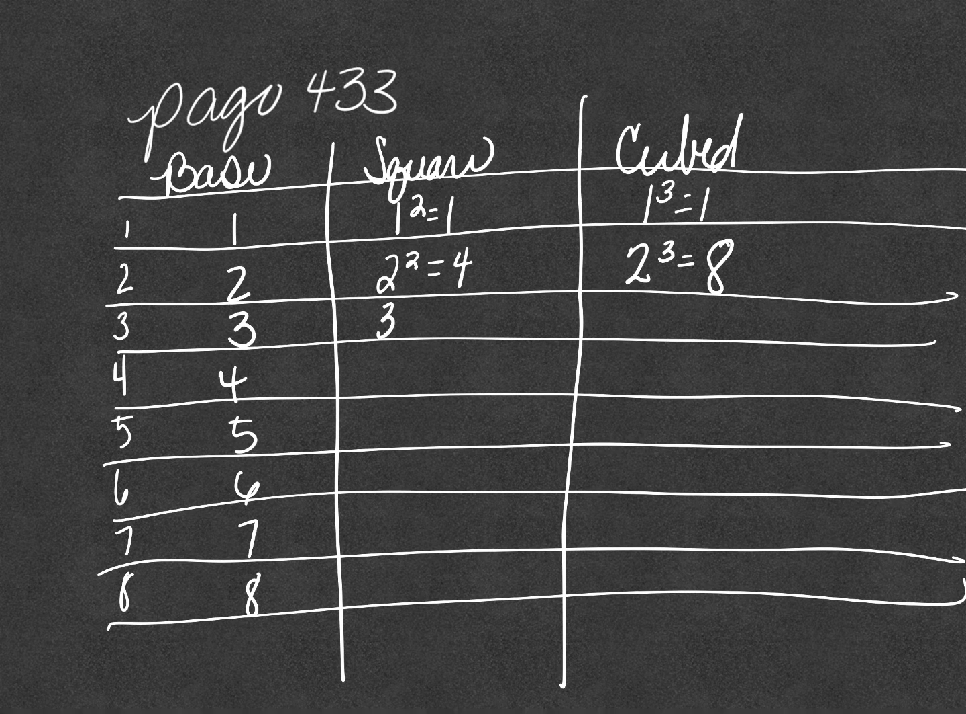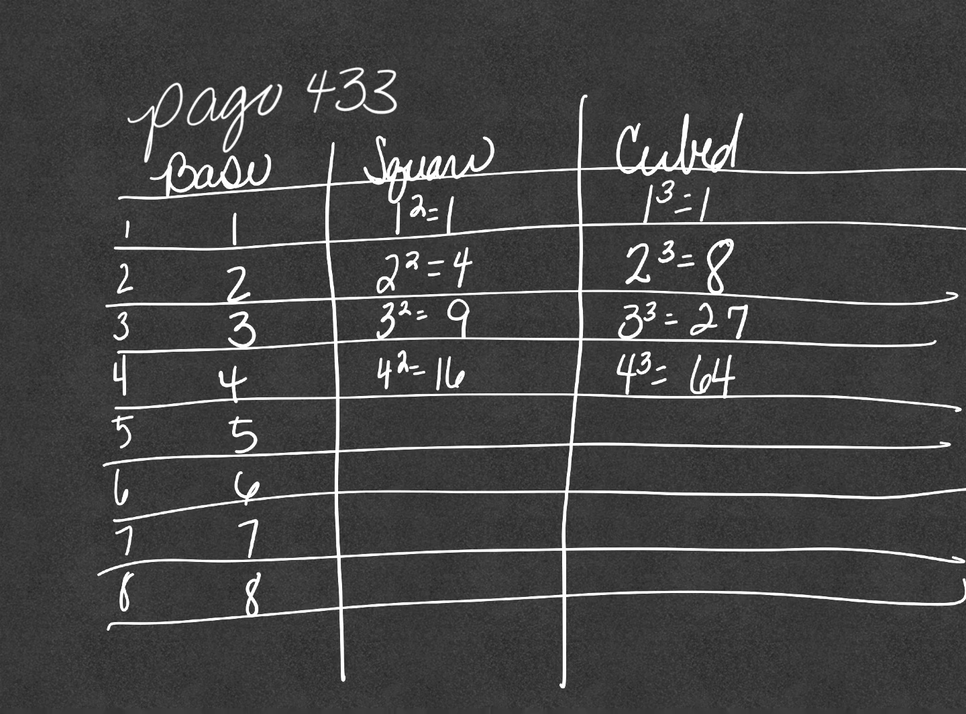Here's what you're doing. You're just doing 3 squared, 3 cubed. So what is 3 squared? 9. What is 3 cubed? 27. In other words, 3 times 3 times 3, right? How about 4 squared? 16. What is 4 cubed? 64.